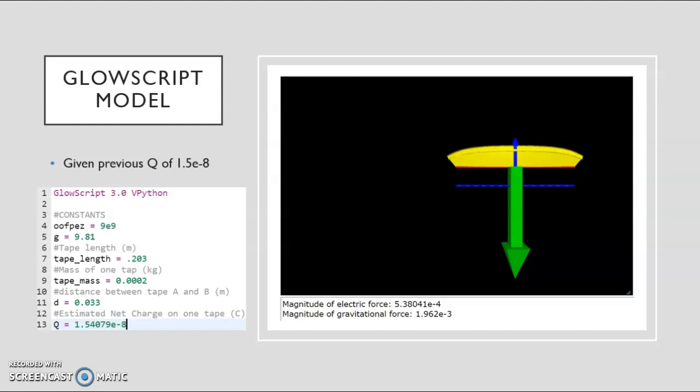And so once I plug that into a GlowScript code, it returned this model, which shows us the magnitude of the gravitational force, which is given by this green arrow, as well as the one for electric force, which is the blue arrow. So clearly the magnitudes are pretty different, and so we can assume that the previous Q that was determined from Lab 1 is pretty inaccurate when we're looking at the charge of the U tape. And so again, the experimental purpose for Lab 2 was to create a more accurate Q estimate, and that was found by superposition.